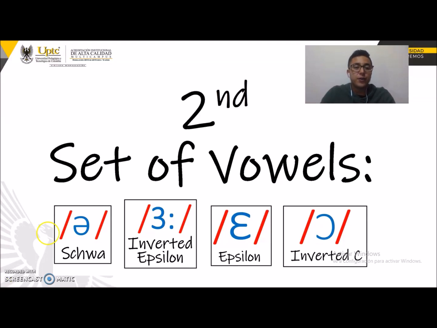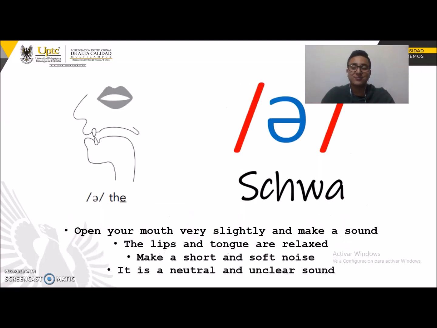So we have, in first step, Schwa. Second one, inverted Epsilon. Third one, Epsilon. And last but not least, inverted C. So let's get started. Now I'm going to explain each one of them for you to have a better understanding. We're going to start with Schwa.